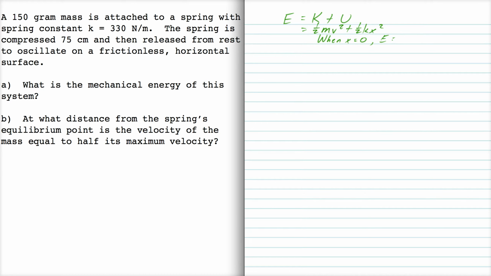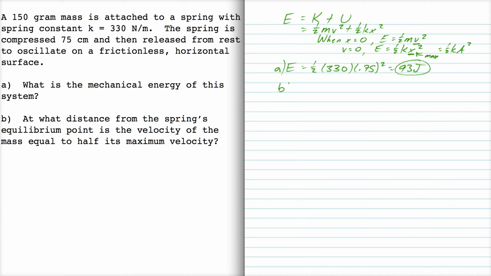the mechanical energy is 1/2 mv squared, and that's when v is equal to its maximum velocity. When v equals 0, it's at its maximum elongation, so E equals 1/2 kx squared, where x is maximum, and so we can call that 1/2 ka squared, where a is the amplitude. Well, we're given the amplitude here. It's 75 centimeters, so 0.75 squared, so this is just 93 joules. So that first part is easy enough.